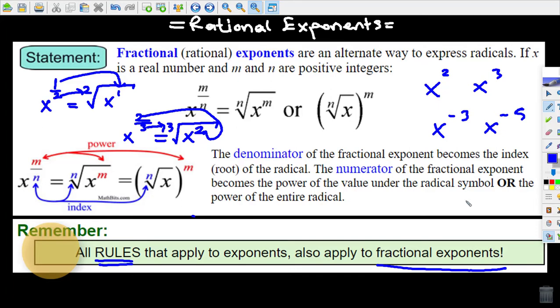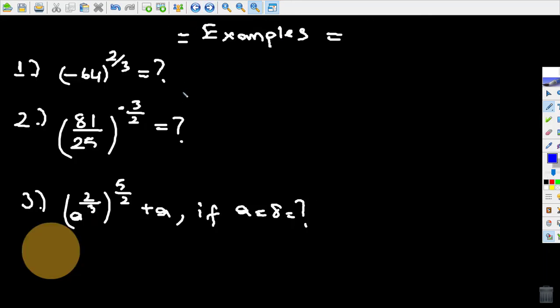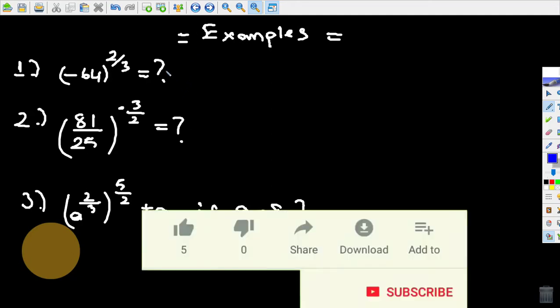Alright guys, let's try to practice what we have learned so far. Let's put everything that we have learned into motion. In the next slide, we're going to solve 3 problems. The first problem is -64 to the power of 2/3. We need to put this expression in its simplest form. So what can we do about this?